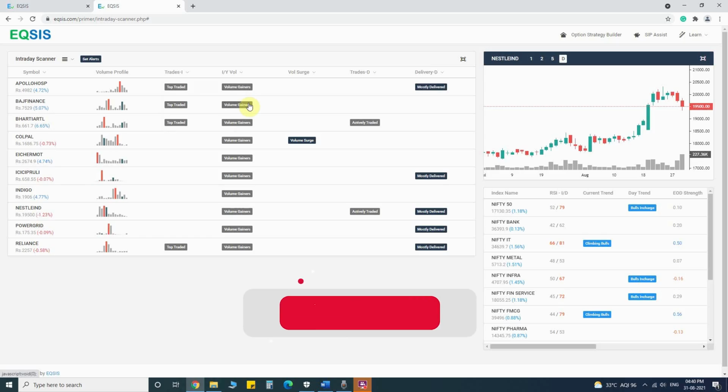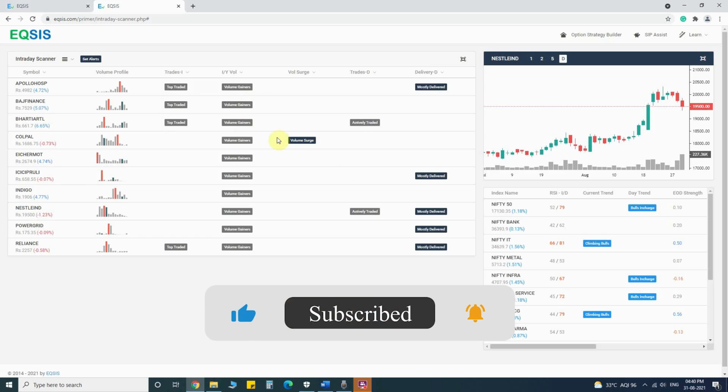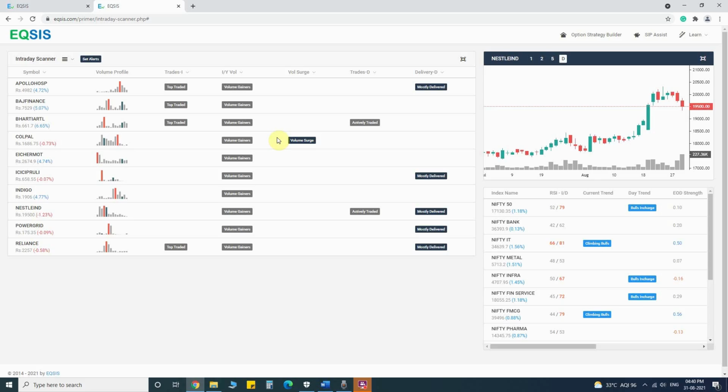But how to use these combinations, and what combinations work best, for that I need to put out a separate video. Otherwise it's going to be very lengthy, and you may not be in a position to digest everything. So we are coming up with dedicated videos for most of the columns or some of the combinations of columns as well.